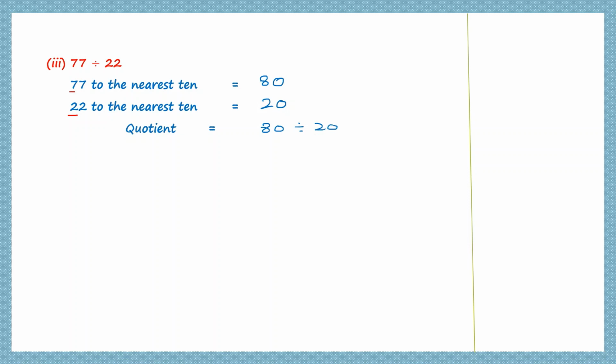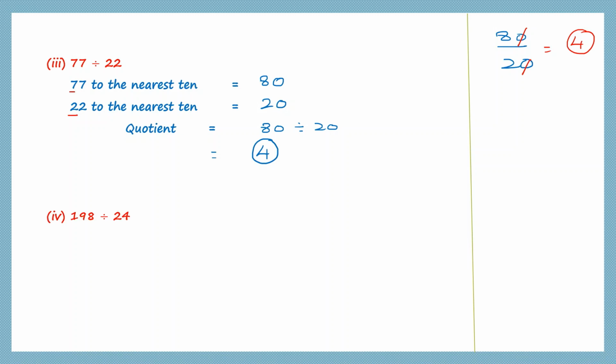So let's do that division. 80 divided by 20. We can cancel out the zeros. Then 2 4s are 8. So that will be your quotient. So the quotient here is 4. This is our answer.